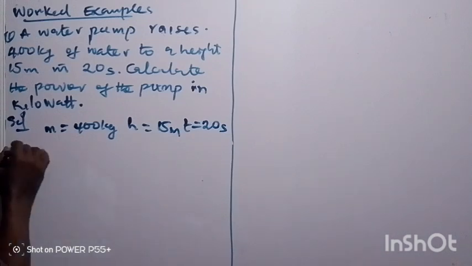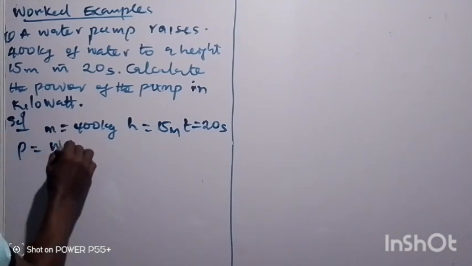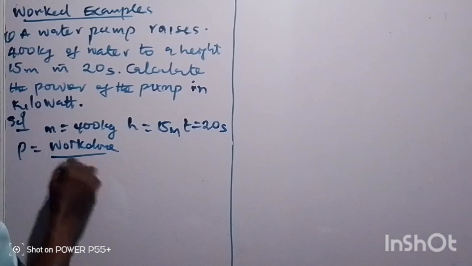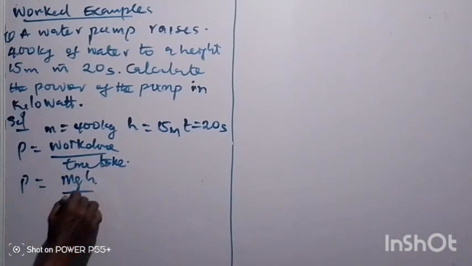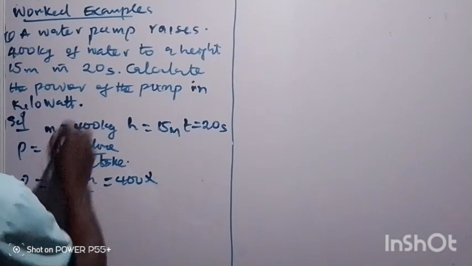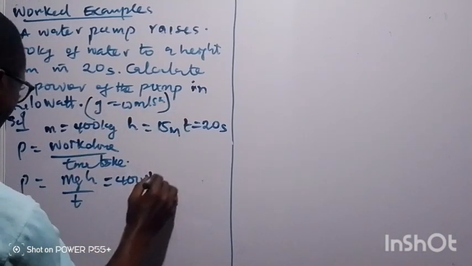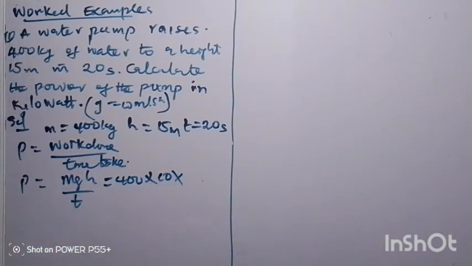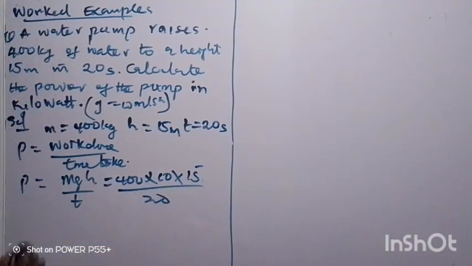And according to the formula given, power is equal to work done over time taken. And this work done, according to the question, is in form of potential energy. That will be mgh over time taken. M is given as 400. G is given, according to the question, 10 meters per second squared. Then the height is given, 15. Then over 20.